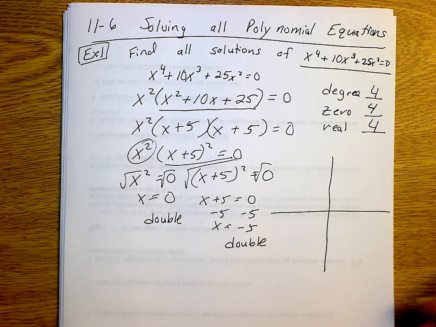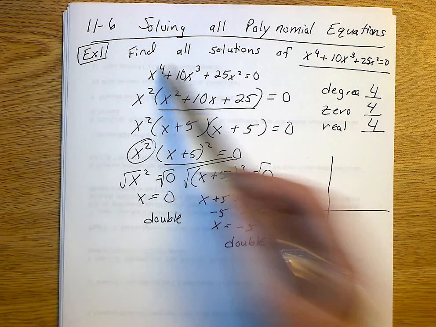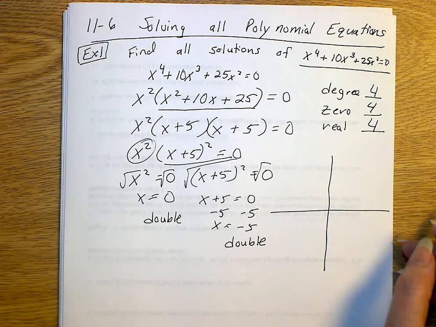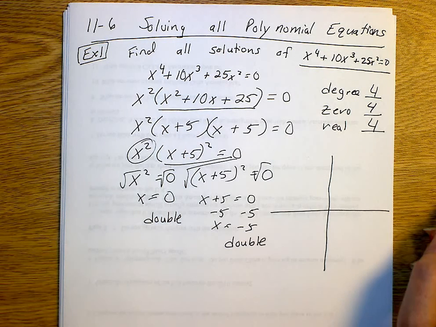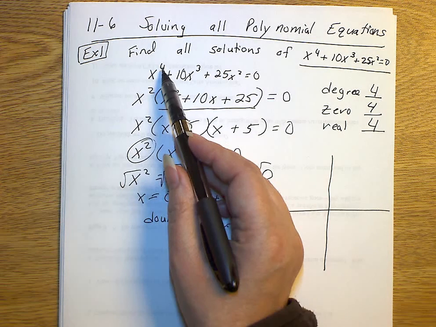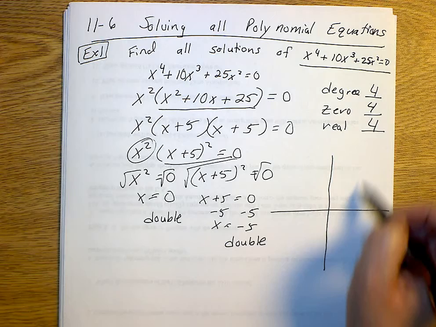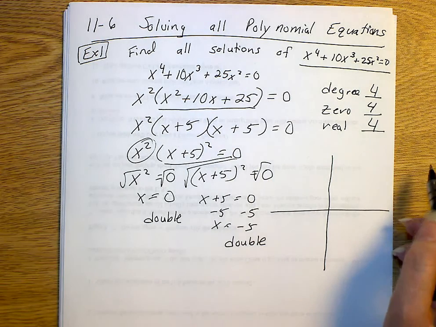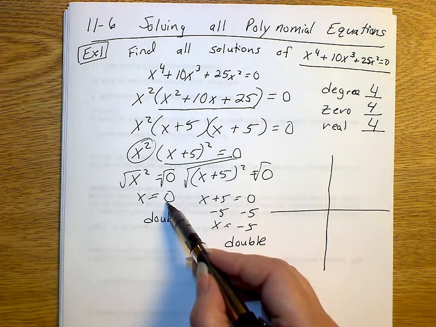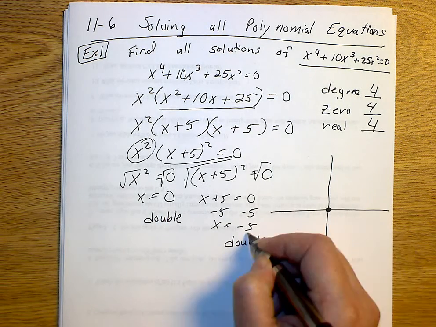What does a 4th degree polynomial look like? Derek, what does a 4th degree polynomial look like? Your choices are a parabola or a snake. Cubes will look like snakes. Odds are snakes. Evens are parabolas. So we know it's going to look like this. Is it going to open up or down? Up. It's going to open up. We have a 0 at 0, and we have a 0 at -5.